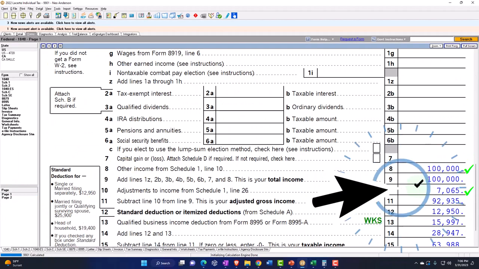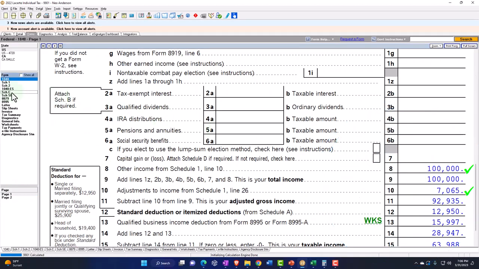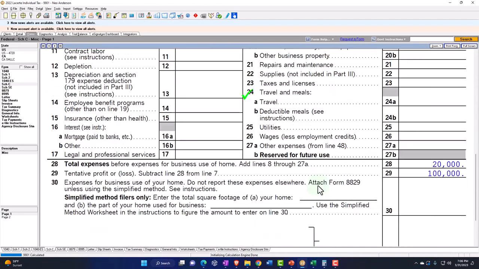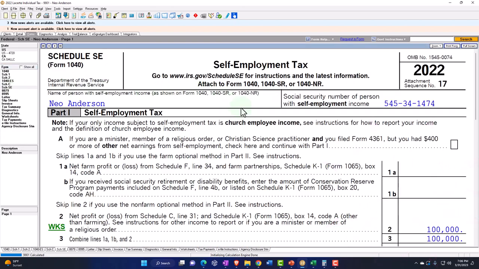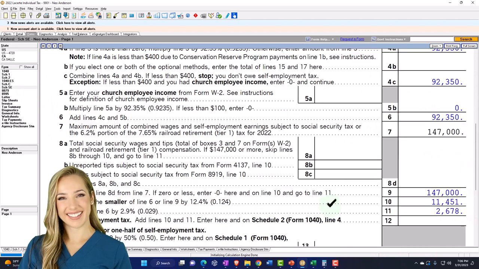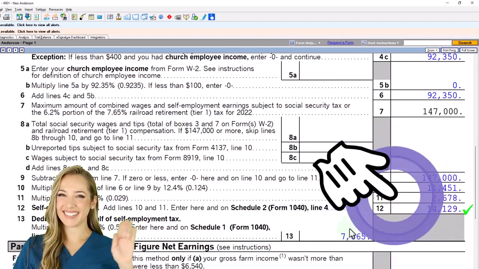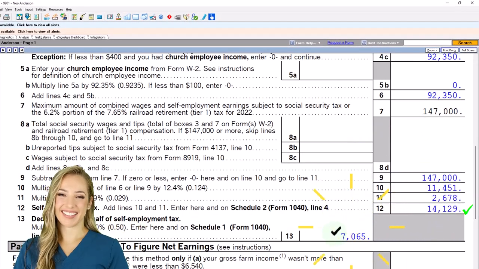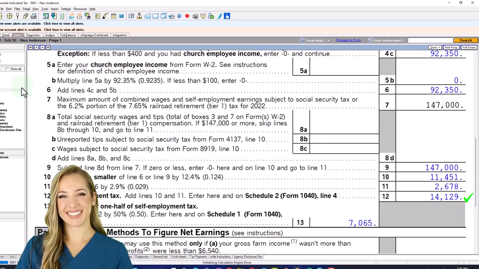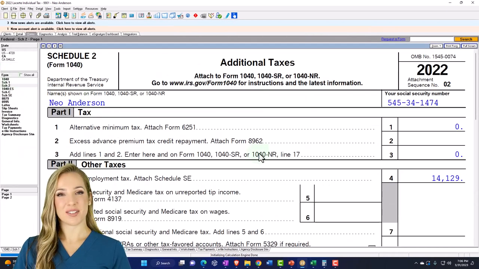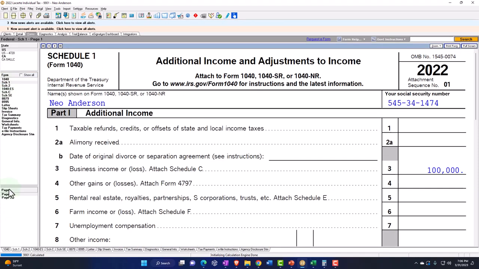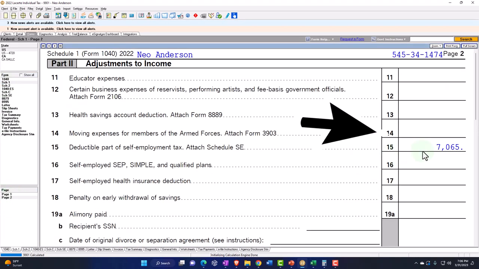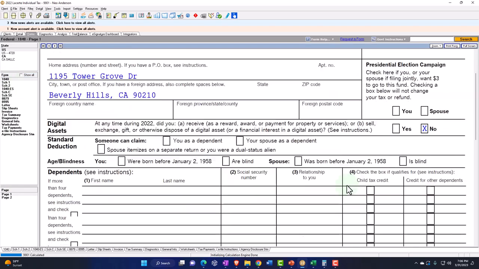So recapping that flow through, it goes from the Schedule C, net income, calculating the self-employment tax on the Schedule SE. And so there it is. And then half of that deductible, the $7,065, which flows into Schedule number 1, page number 2. There's the $7,065 that flows into the Form 1040, page number 1.